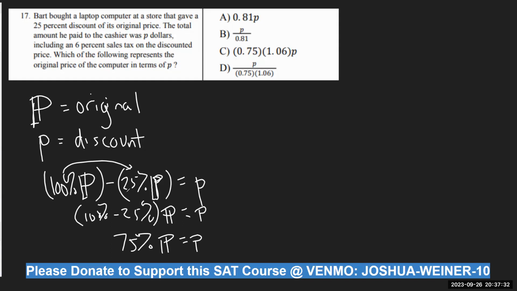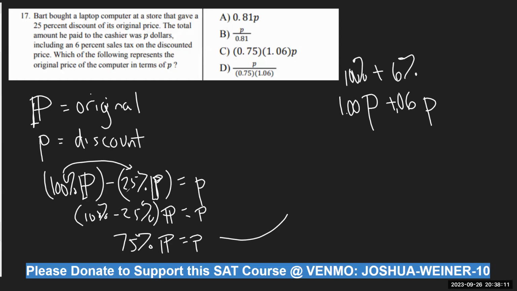But that new price includes the total price they paid, the amount paid was $P, including a 6% tax on the discounted price. So now we have to go to the discounted price. So the discounted price plus 6% of the discounted price. So that's 100% plus 6%, or 1.06 times the discounted price, is the amount paid, which includes the 6%.